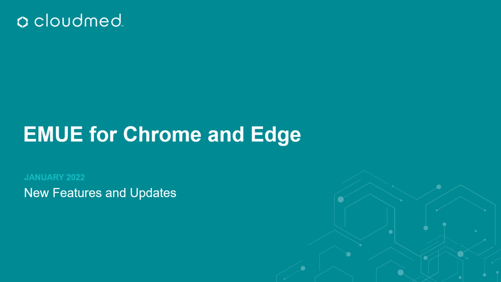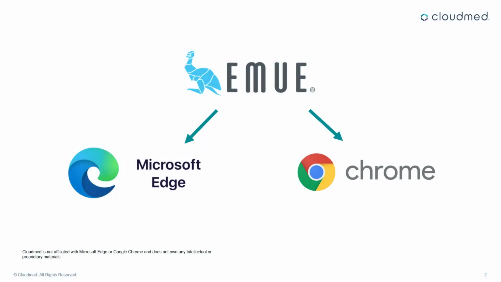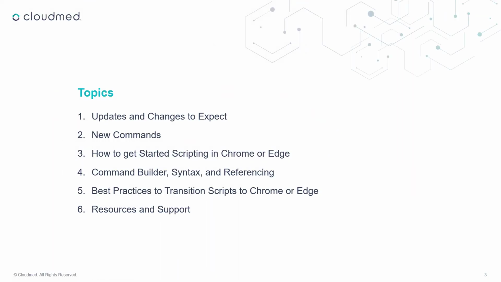Navigation video. In this video, we'll be discussing our latest version of EMUE and some of the new features and updates that you can expect within this new version. One of the largest ones is our move to Chrome and Microsoft Edge. The topics that we'll be discussing in this video include the updates and changes to expect, as well as some new commands that will be popping up, and also how to get started with scripting in Chrome and Edge.